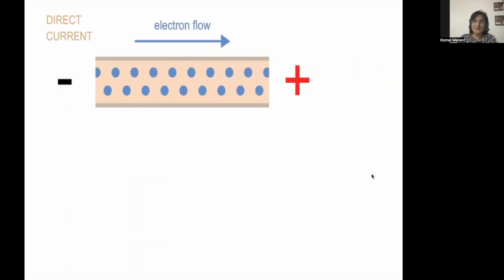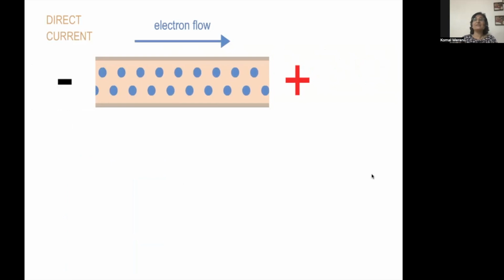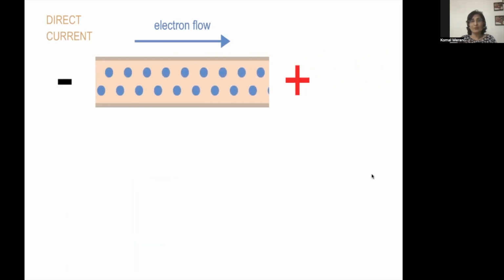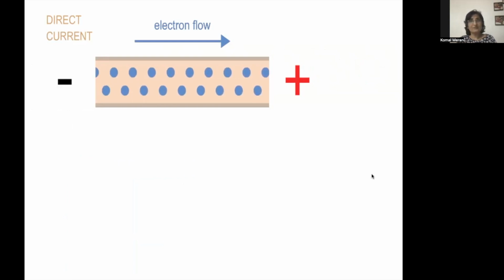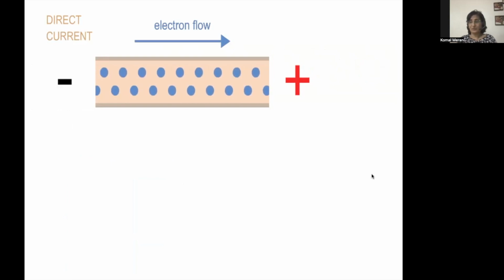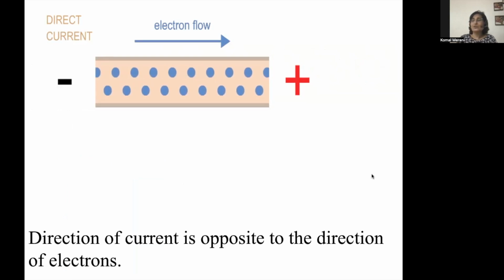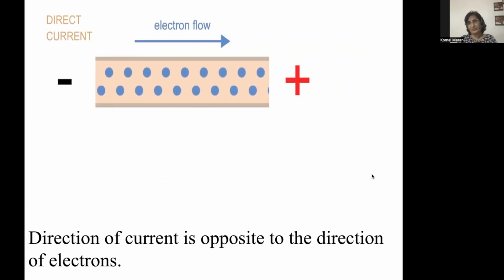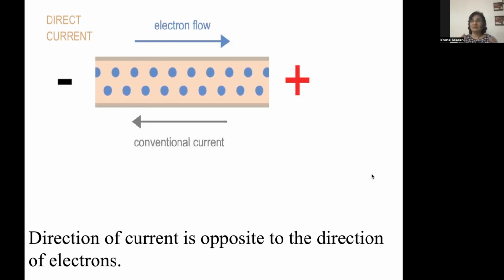Now, when we say the electrons are flowing, that means the electrons have a direction. Here we can see the electrons are flowing from negative to the positive end. So if the electrons have a direction, the current is rate of flow of electrons, which also has direction. Direction of current is opposite to the direction of electrons. Now this is actually the conventional direction.